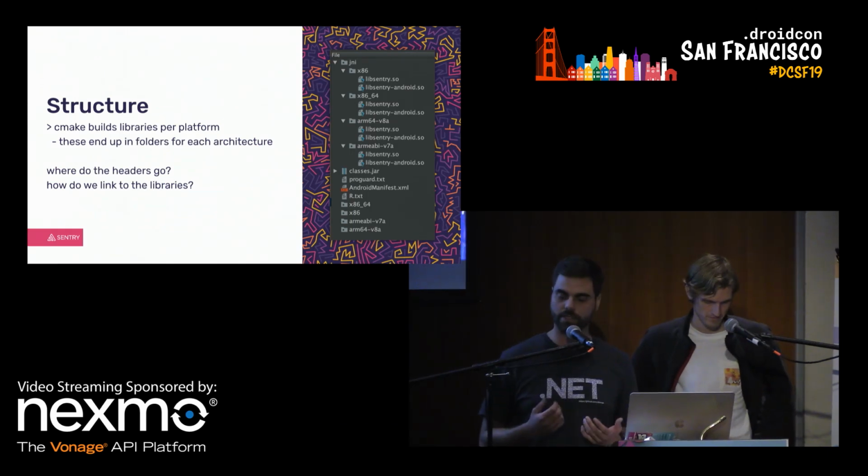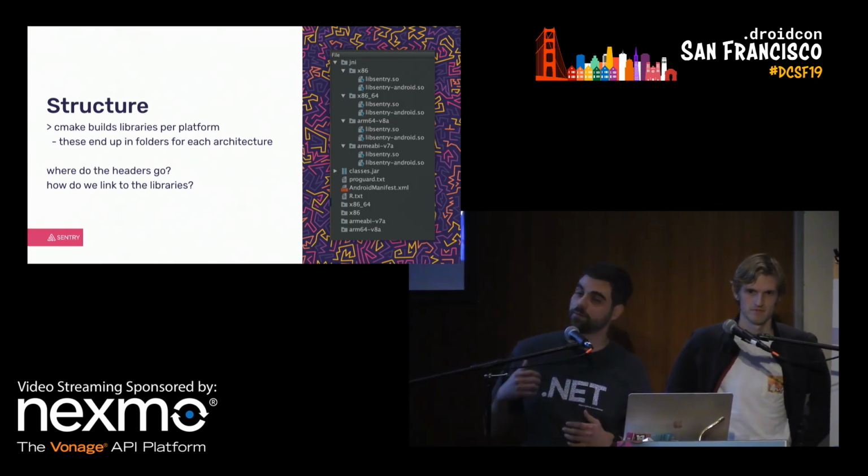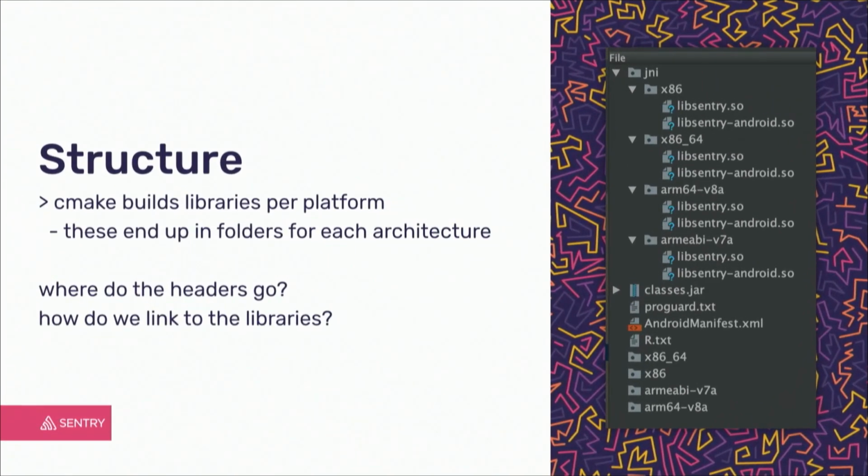So when we build our NDK support, this is what comes out. Like all the ABIs that we support, we have the different native libraries there. And when you add this to your app, Android Studio can't see our libraries automatically. There are no header files there for you to refer to, and it's not possible to link against these things.